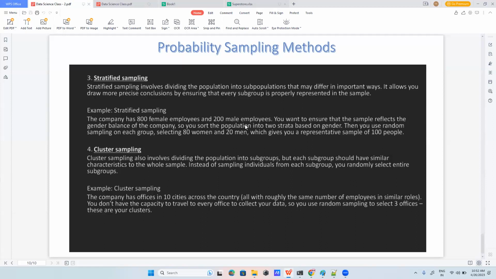So you sort the population into two strata based on gender. Then you use random sampling on each group, selecting 80 women and 20 men. That means you will take the percentage, right? So maybe you can take the percentage order. Here you're selecting 10% of the people from one particular group, which is one gender. And here again you're taking 10% of the people from another gender.